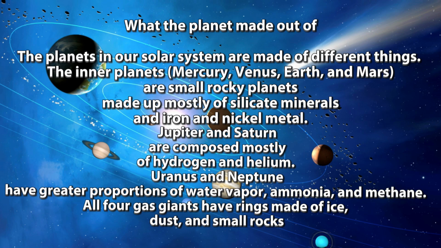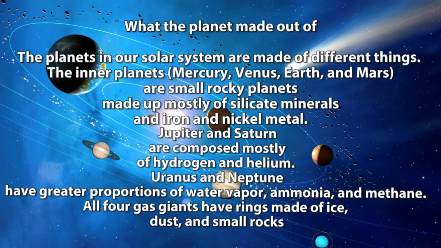What the planet is made out of. The planets in our solar system are made out of different things. The inner planets, Mercury, Venus, Earth, and Mars, are small rocky planets made up mostly of silicate minerals and iron and nickel metal. Jupiter and Saturn are composed mostly of hydrogen and helium. Uranus and Neptune have greater proportions of water vapor, ammonia, and methane. All four gas giants have rings made out of ice, dust, and small rocks.